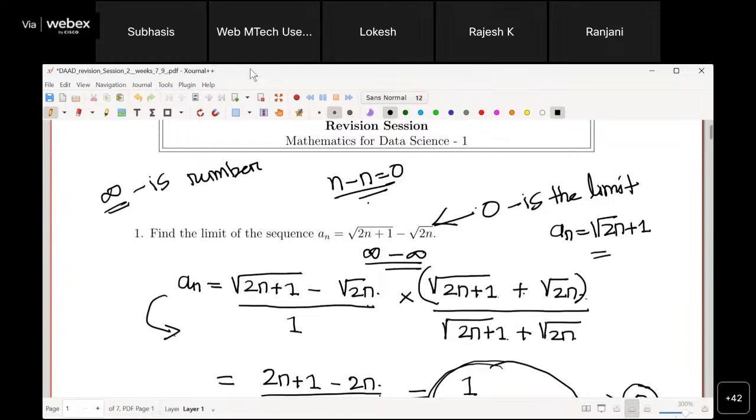If something is large and another thing is also large, and you add these two large numbers, then you will get a large number. But when you are subtracting things, then you can't say. That is the problem here: you have a minus sign. If you have a positive sign, then you can say that the sequence an will diverge towards plus infinity. Understood. Thank you.